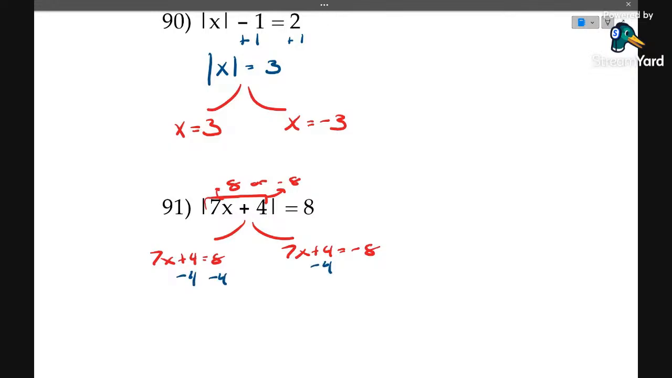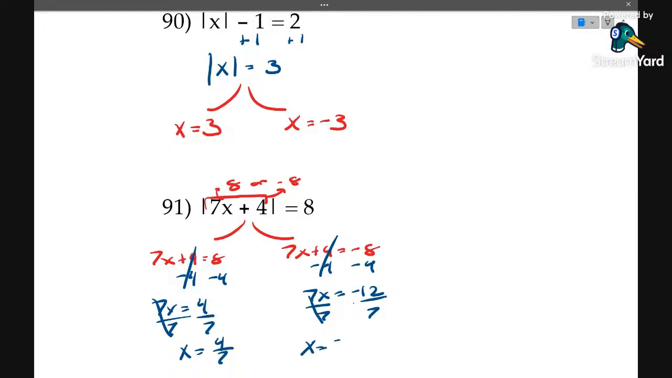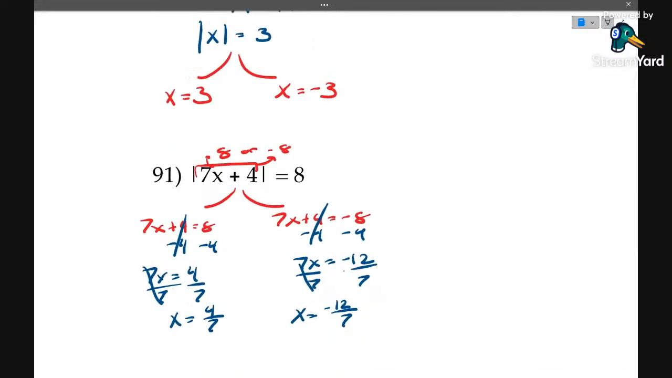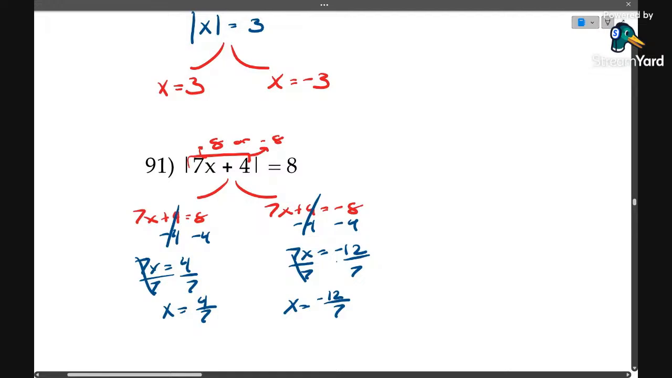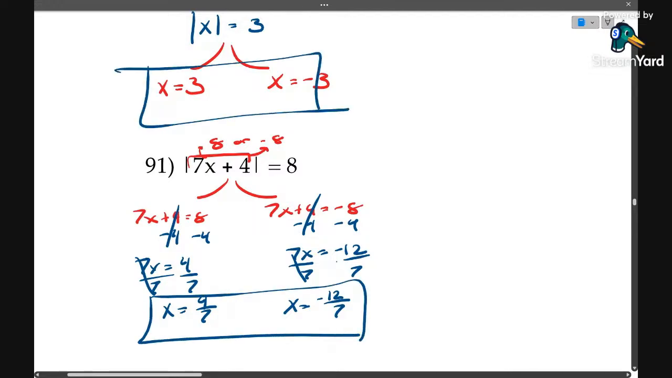So we'll subtract 4 from everything. So we'll have 7x equals 4, and we'll also have 7x equals negative 12. Divide both sides, or all sides, by 7. And we're going to be left with x equals 4/7 and x equals negative 12/7. Both of those will cause the absolute value expression to equal 8 or negative 8. And there's our two solutions for x.